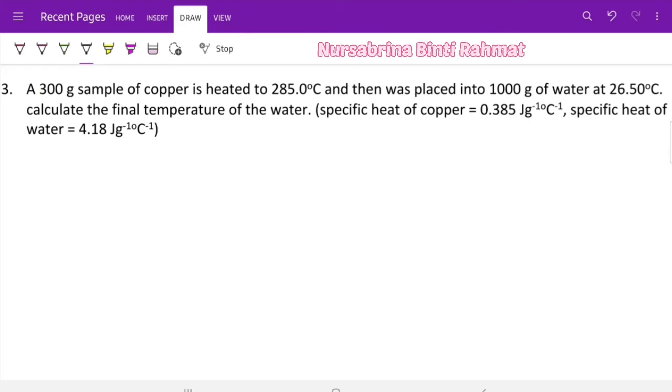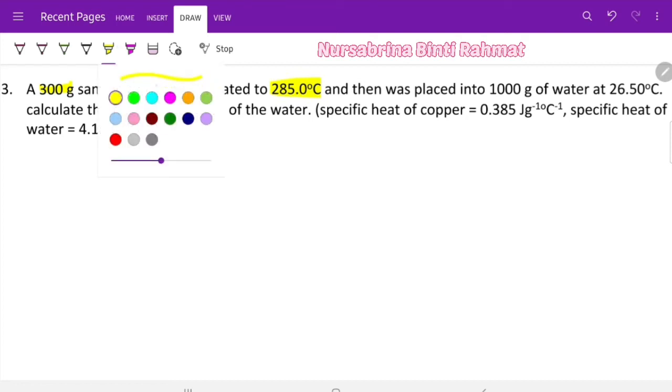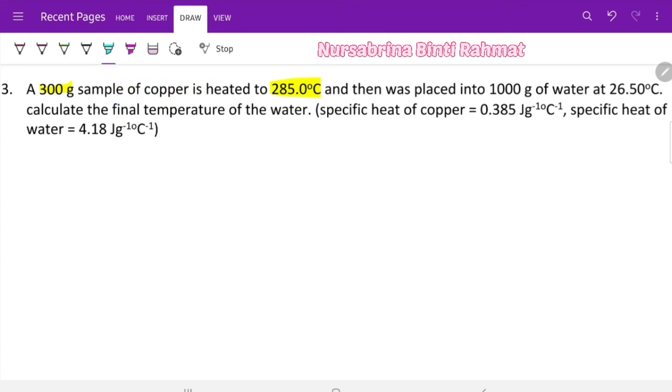Okay, in question number 3, a 300 gram sample of copper is heated to 285 degrees Celsius. This is the initial temperature of your copper, and then it was placed into 1000 gram of water, which is the mass of your water, at 26.50 degrees Celsius. This is the initial temperature of your water. The question asks you to calculate the final temperature of the water, given the specific heat capacity of copper and the specific heat capacity of water.